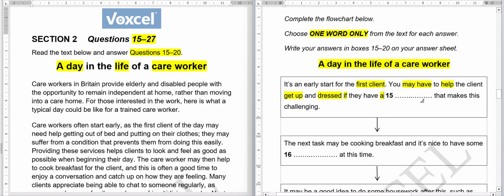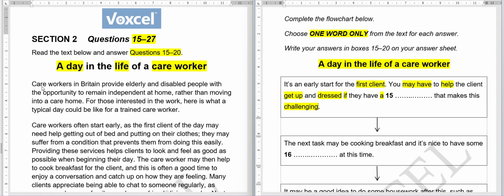So here basically it's an article and it always comes before a noun, so there should be some sort of a noun. If they have a something that makes this challenging, because of that particular condition, it is challenging for them to get dressed. So let's see what should be here. They should have something that makes it difficult. So let's read the paragraph now.